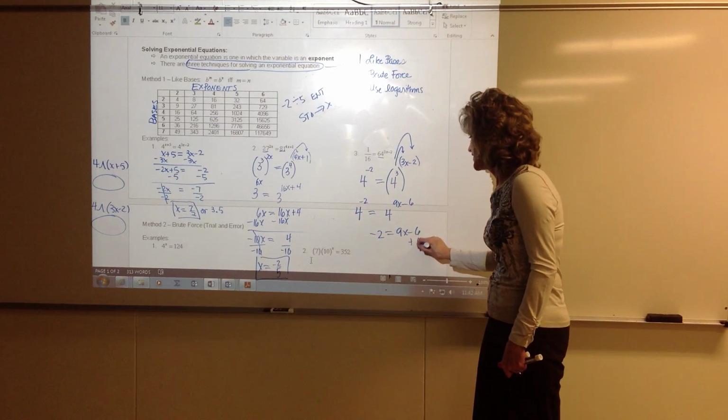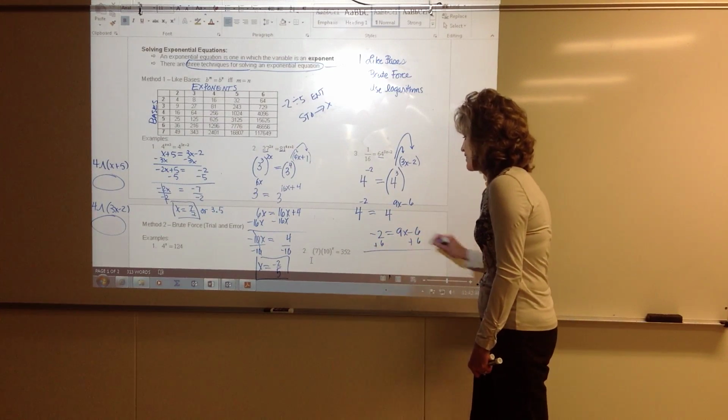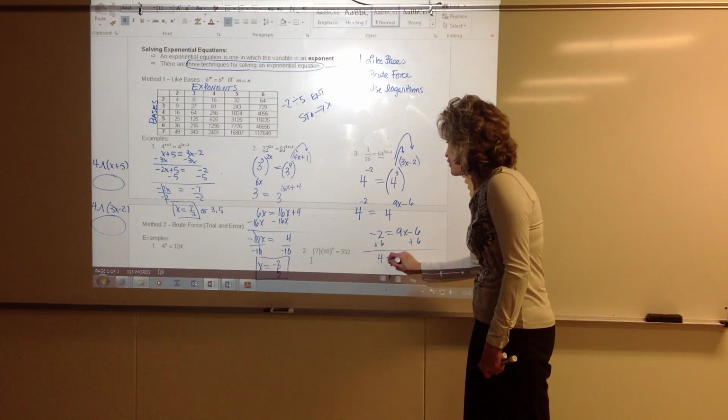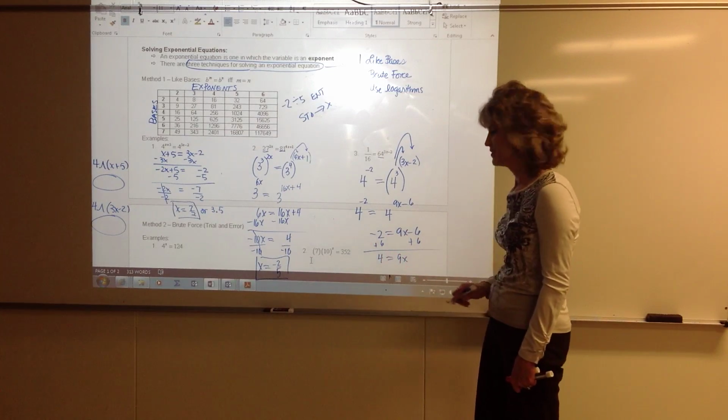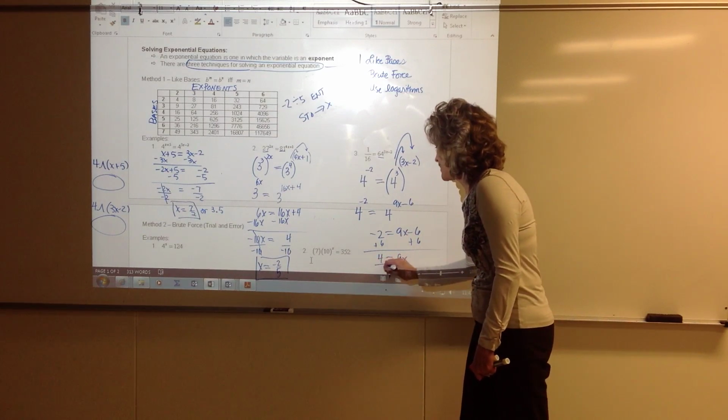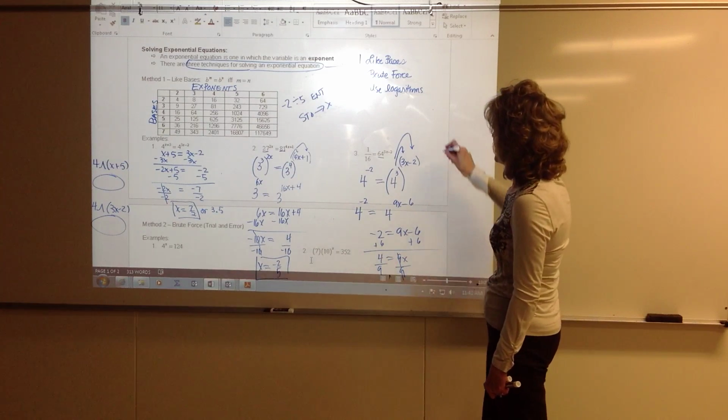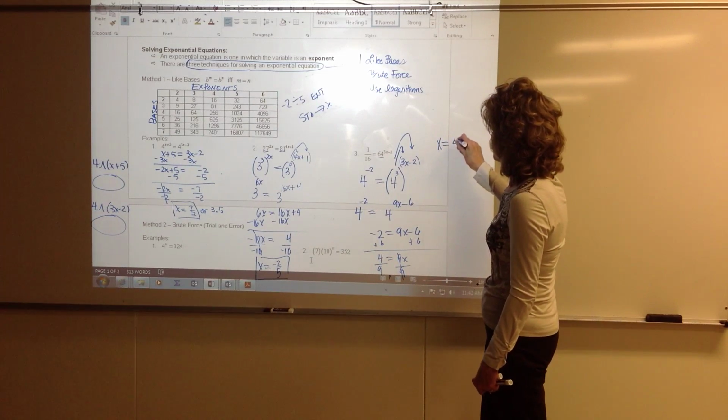If I add 6 on both sides, then negative 2 plus 6, 4 equals 9x. And if we divide both sides by 9, then we find x equals 4 9ths.